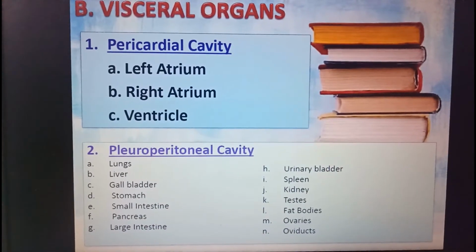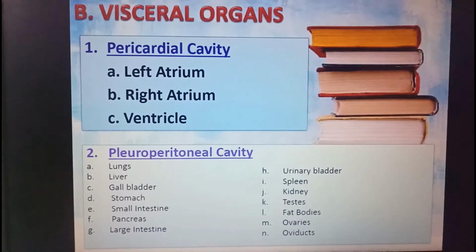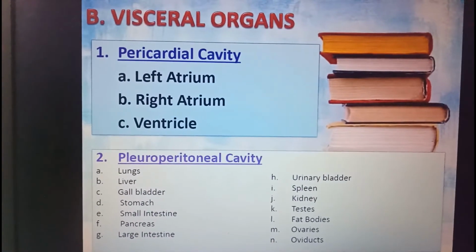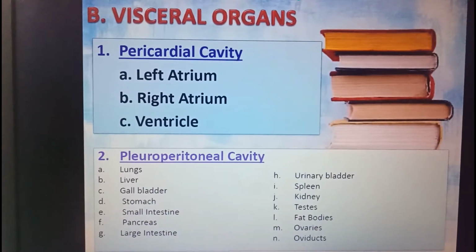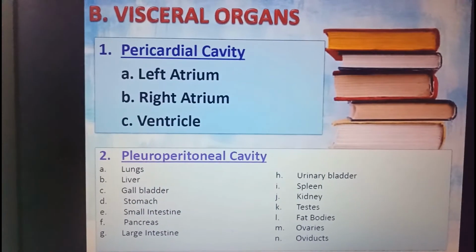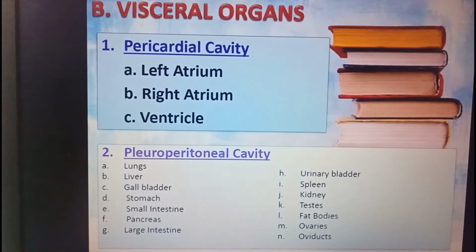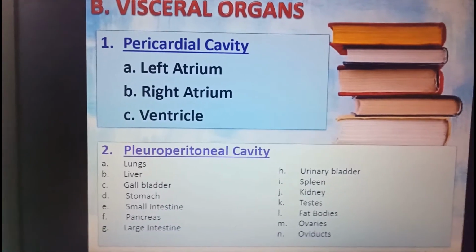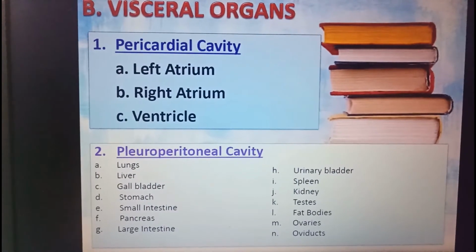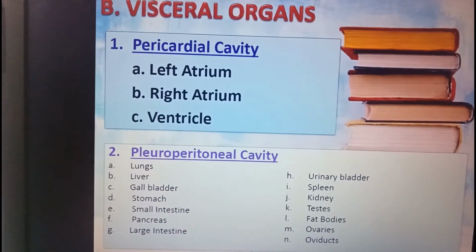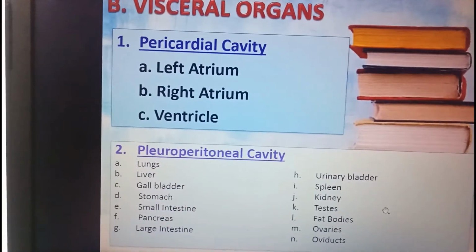So in frogs and toads, there are two coelomic cavities that can be found. We have the pericardial cavity, which holds the heart, comprised of the left atrium, right atrium, and the ventricle. And also the pleuroperitoneal cavity, which comprises the largest part of the space in the trunk and holds most of the organs, like the lungs, liver, gallbladder, and whatnot.